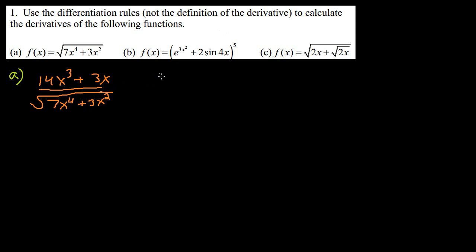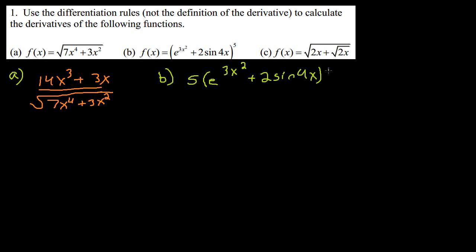Let's go and do B, shall we? B has quite a bit, it looks like. Again, I think I'm going to be using the chain rule for this one. So let's do the outside. We have a 5 on the outside, so it's going to be 5 out here, multiplied by everything inside, which we leave the same: (e^(3x^2) + 2 sin 4x).